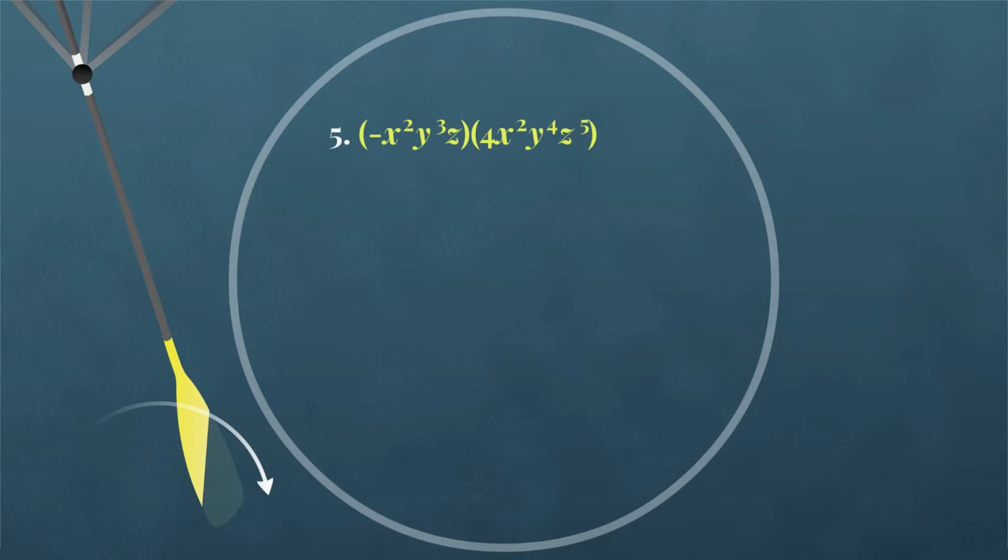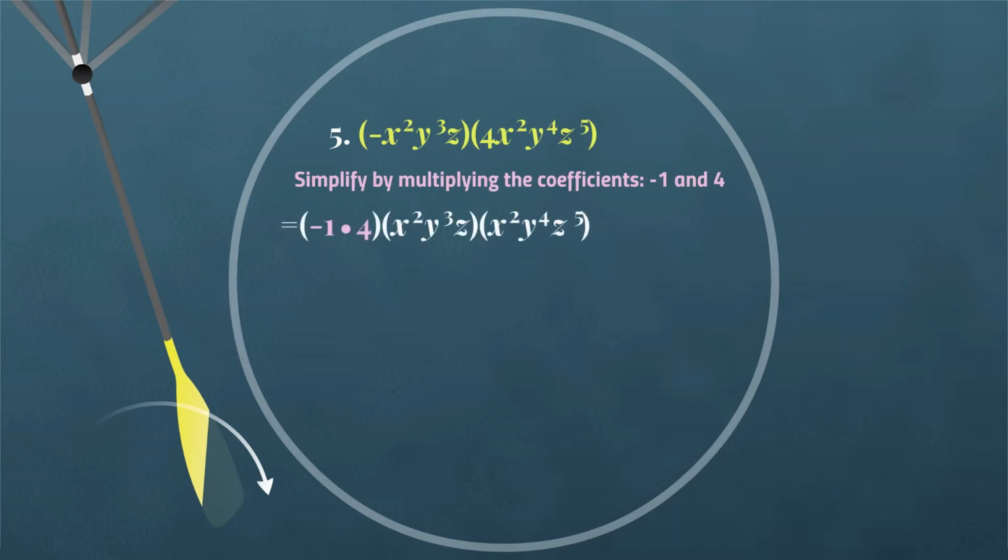Before anything else, let's simplify by multiplying the coefficients, negative 1 and 4. That is negative 1 times 4, and we will just put them separated from the variables. Negative 1 times 4 is negative 4. So we have negative 4 times x squared y cubed z times a quantity of x squared y to the 4 z to the 5.